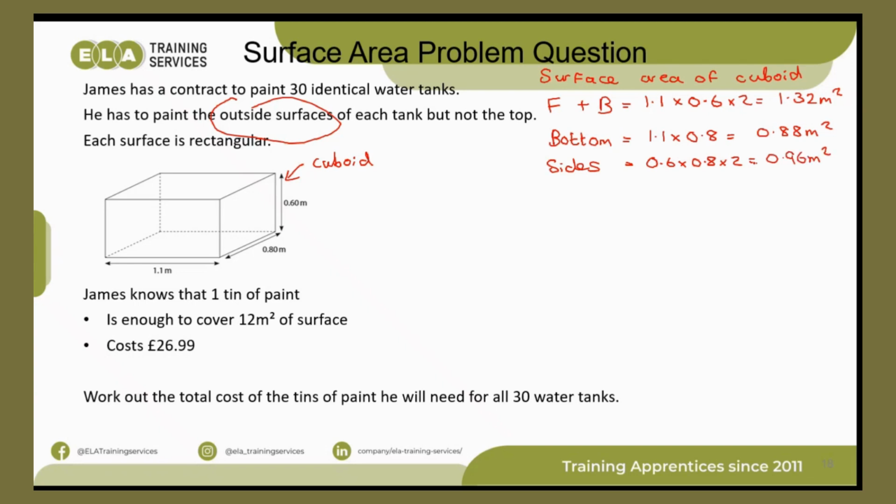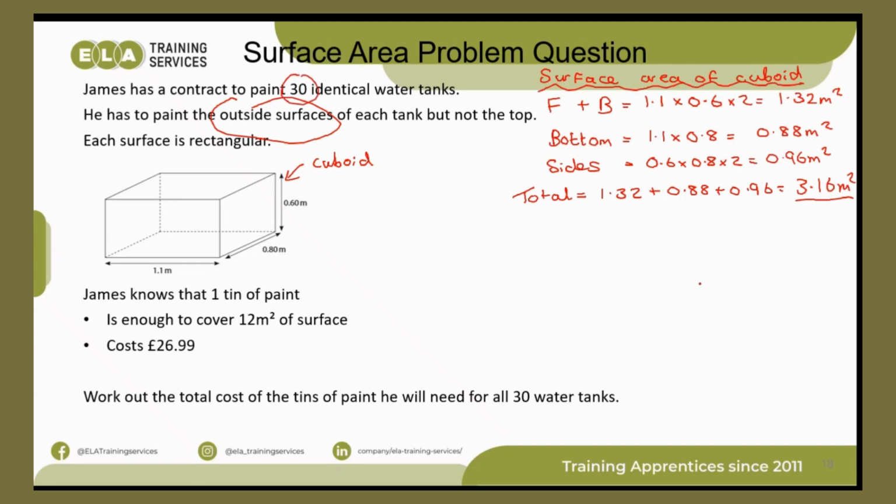And then what have we got to do? We've got to find the total. So 1.32, add 0.88, add 0.96, pop that into our calculator. And that is 3.16. Now, how many cuboids have we just worked out? We've only worked out one. How many are in our question?